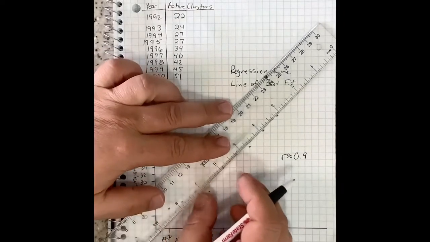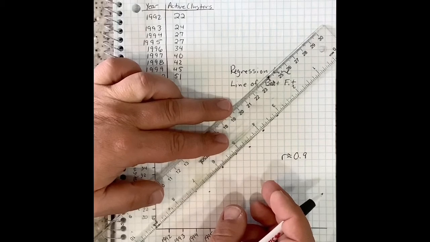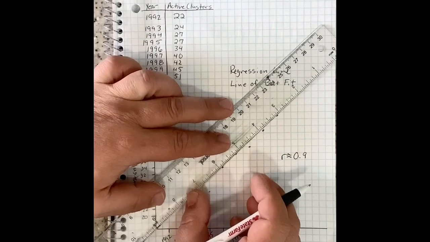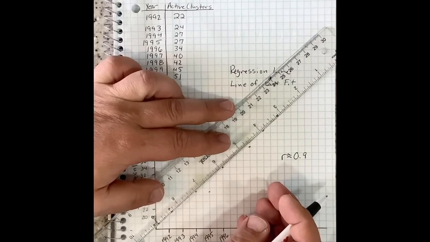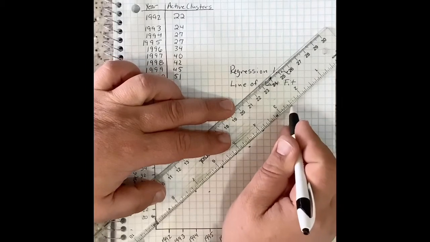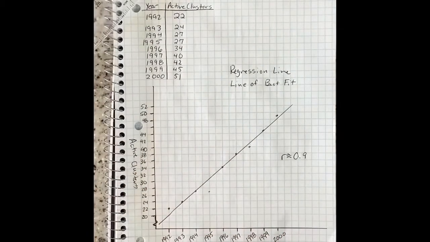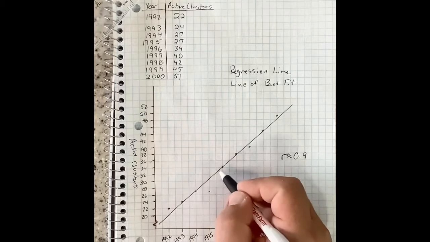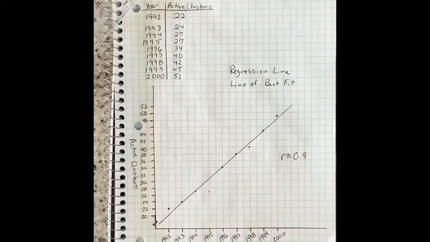I'm going to do my best to get as close to as many points as I can, and go through as many points as possible. With this data, it's pretty easy. Obviously, I'm not going to go through all of them. I think I'll probably go about like that. Bam. Now you'll notice I'm going through a bunch of these points. Really, you only have to go through 2 of them, but I'm actually going through 1, 2, 3, 4, 5. There's 2 that are above and 2 that are below, so I'd say that's a pretty good line.